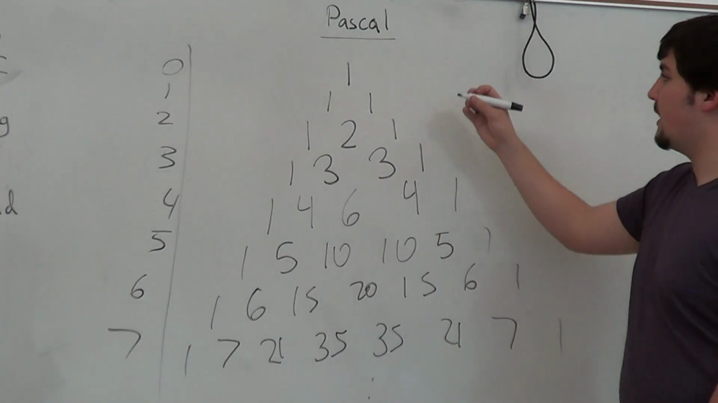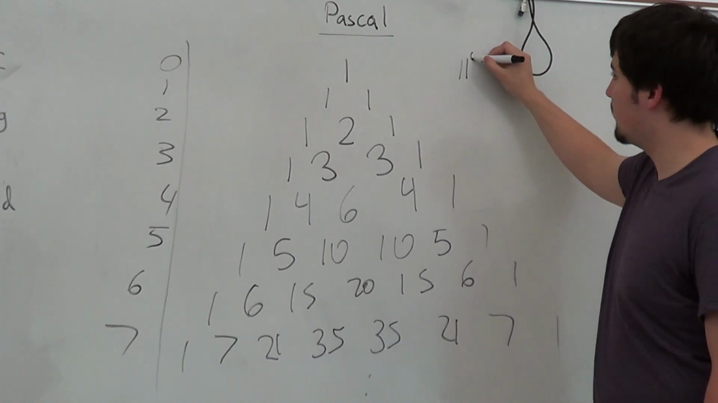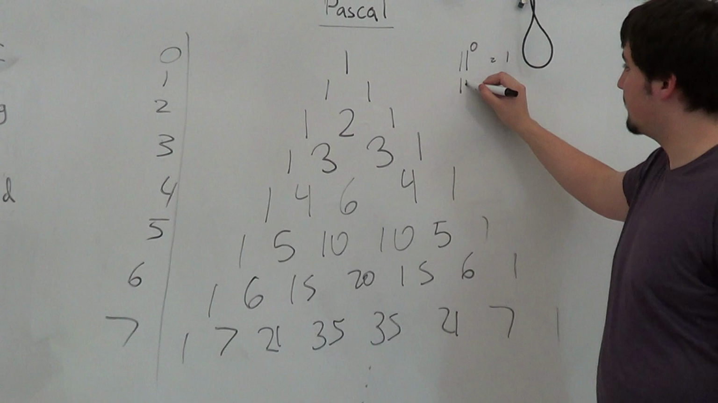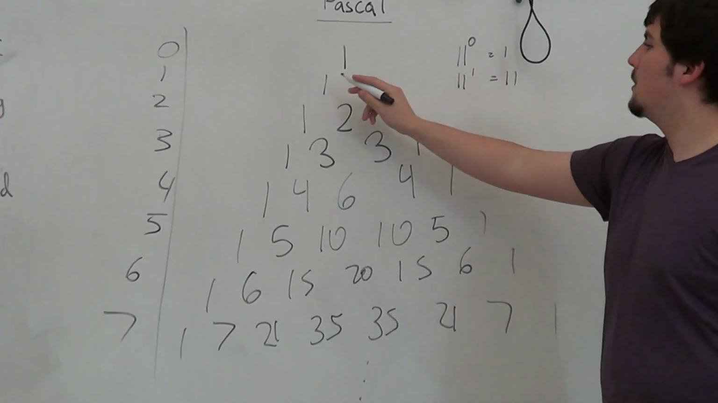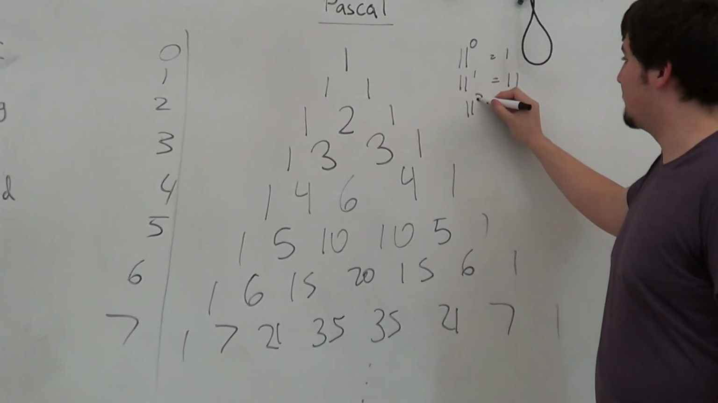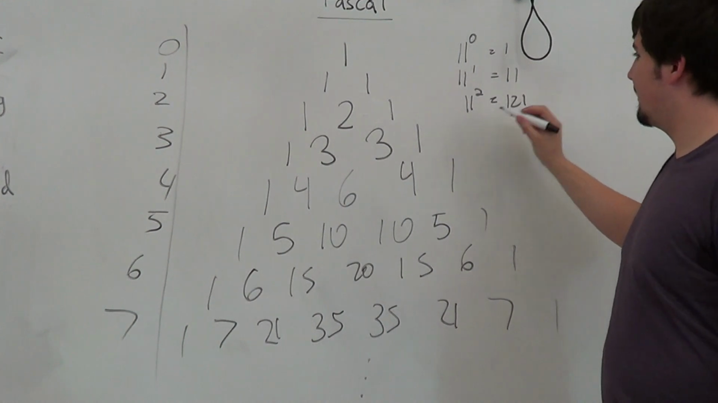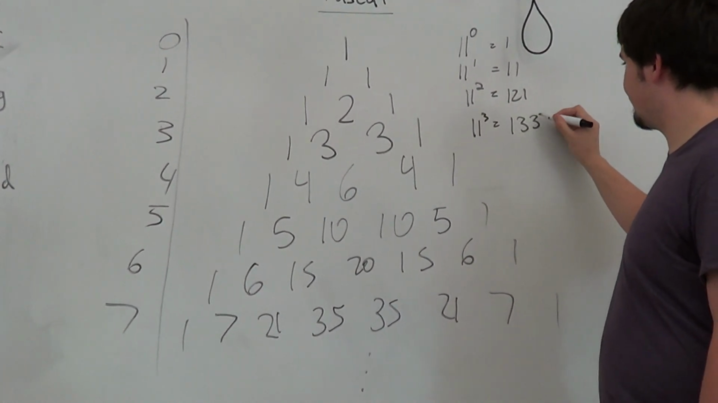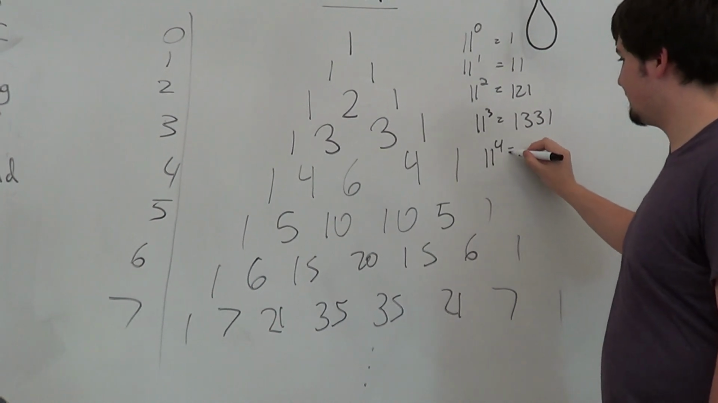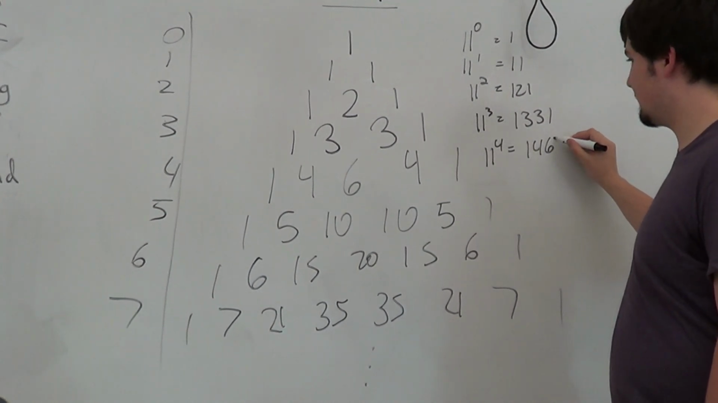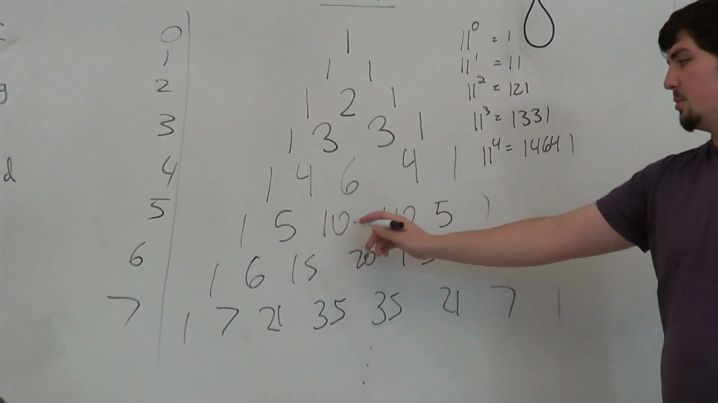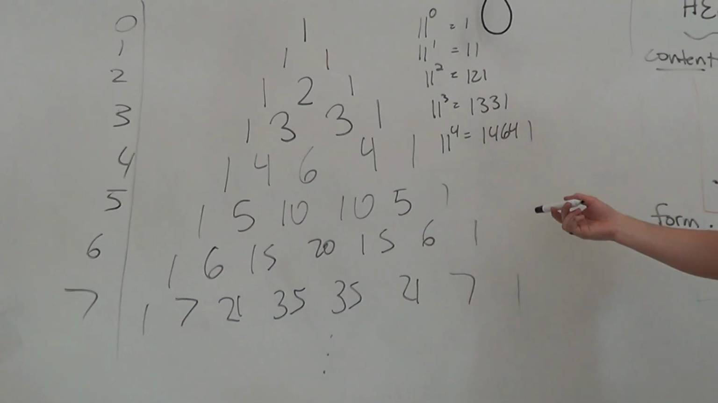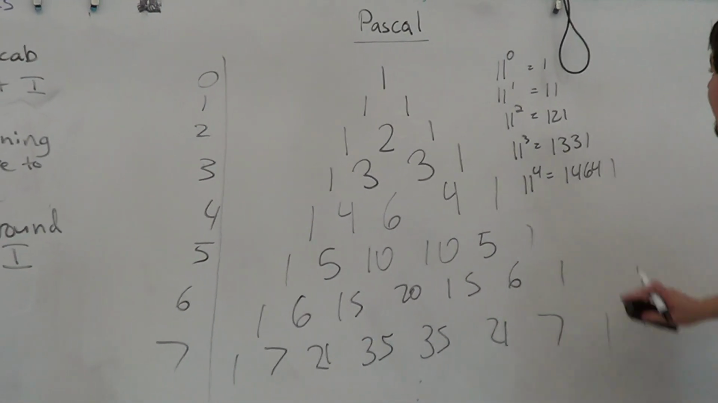What's 11 to the 0 power? 1. What's 11 to the first power? 11. What's 11 to the second power? 121. 11 to the third power? 1,331. 11 to the fourth power? 14,641. Unfortunately, it doesn't work after that because these are double digits, so it's going to carry and add.